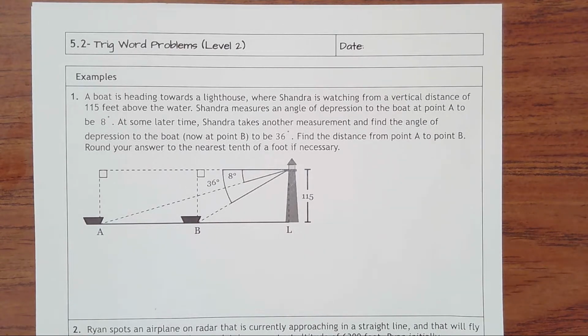5.2 trig word problems level 2. I've only got 2 of these problems. They take a little bit longer to solve, really longer to maybe draw the picture out. You're going to have 2 triangles in these problems.